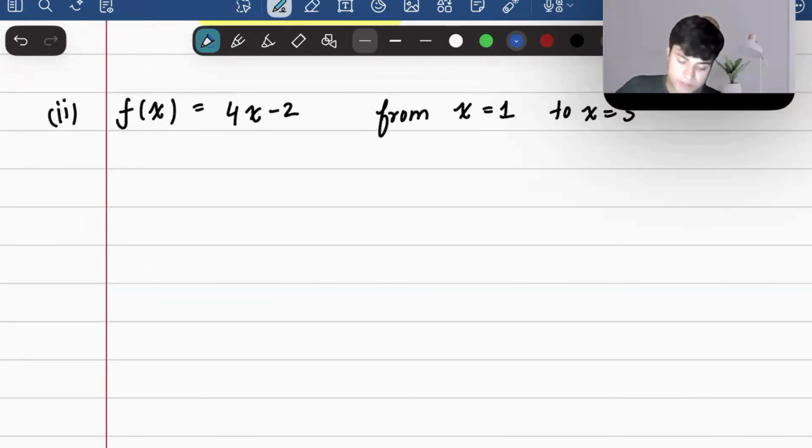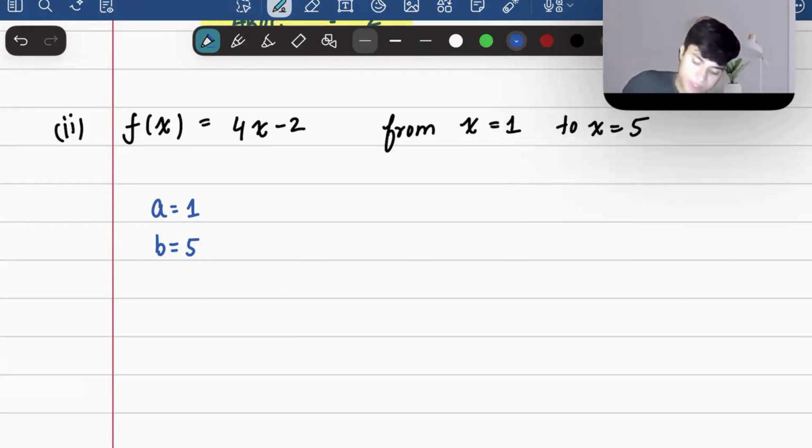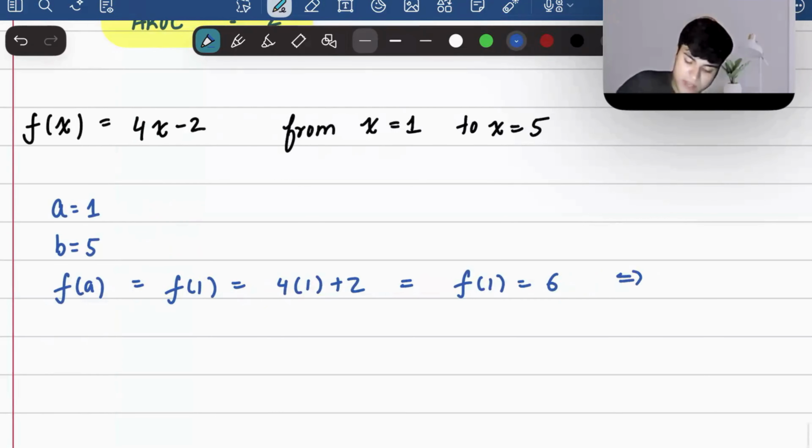So again, this is also very simple. We will follow the same process again. So we will give values a and b. Let's say a equals 1, b equals 5. And let's continue. First you'll find f of a, which equals f of 1, which equals 4 times 1 plus 2, which is 4 times 1 is 4, 4 plus 2 is 6. So f of 1 equals 6. So essentially, we now know that the value of f of a equals 6.